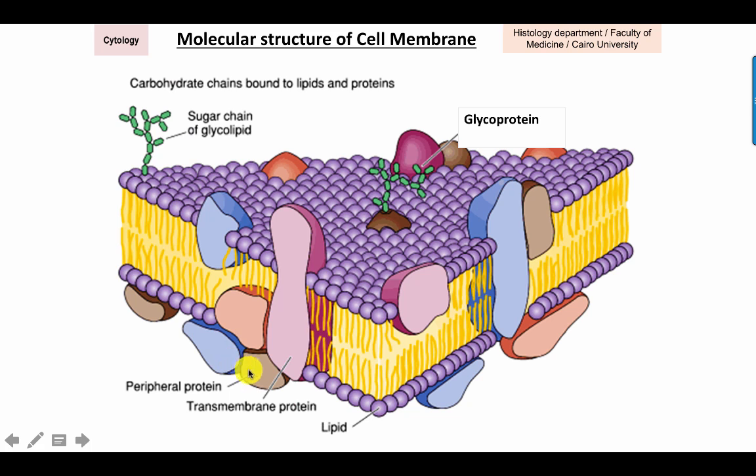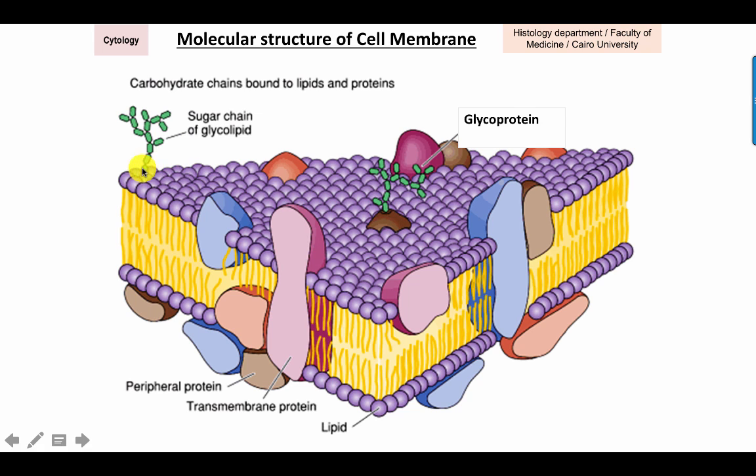And also we have another protein, which is the peripheral protein, which is outside the bilipid layer. It may be on the inner side or the outer side. As you see, it is a non-continuous layer, and it is present outside the lipid bilayer, and it is called peripheral protein. It can be easily removed from the cell membrane, not like the integral protein, which is not easily removed from the cell membrane.